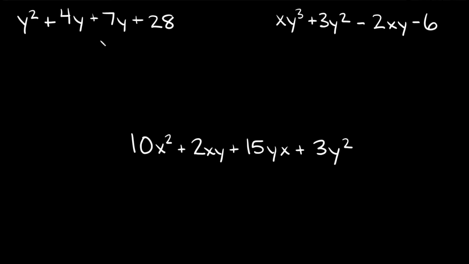So y squared plus 4y plus 7y plus 28. Now, as you can see, there's nothing we can pull out from each of these terms, right? There's nothing that these four terms have in common. So in that case, you want to factor by grouping.